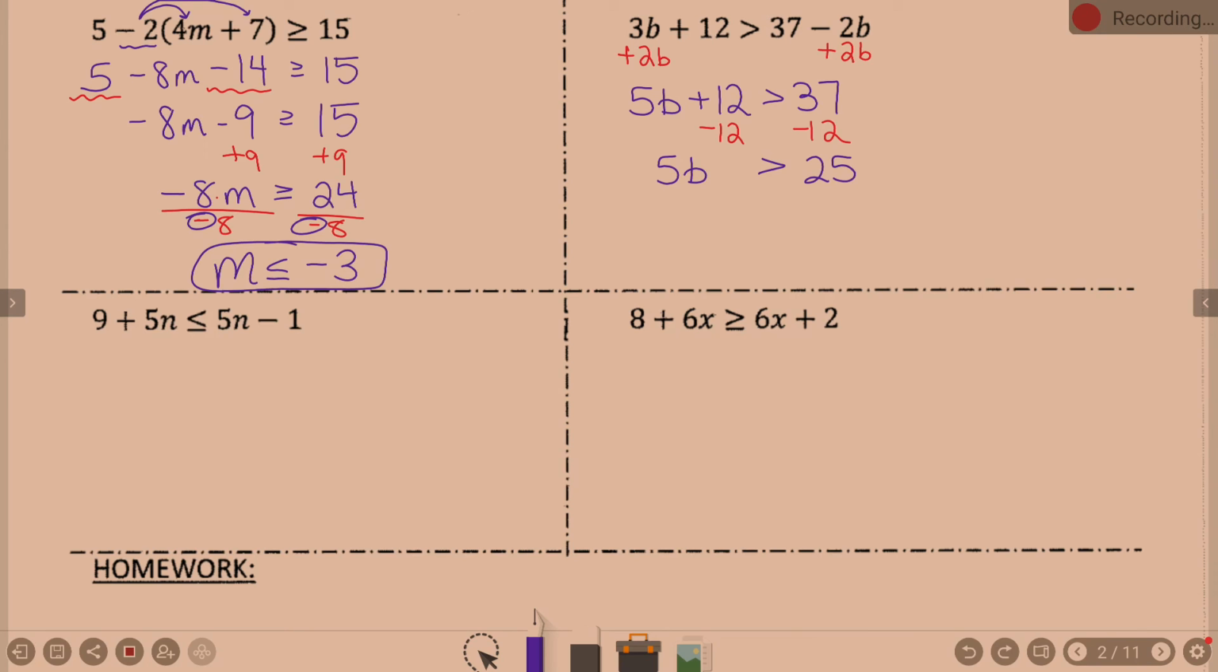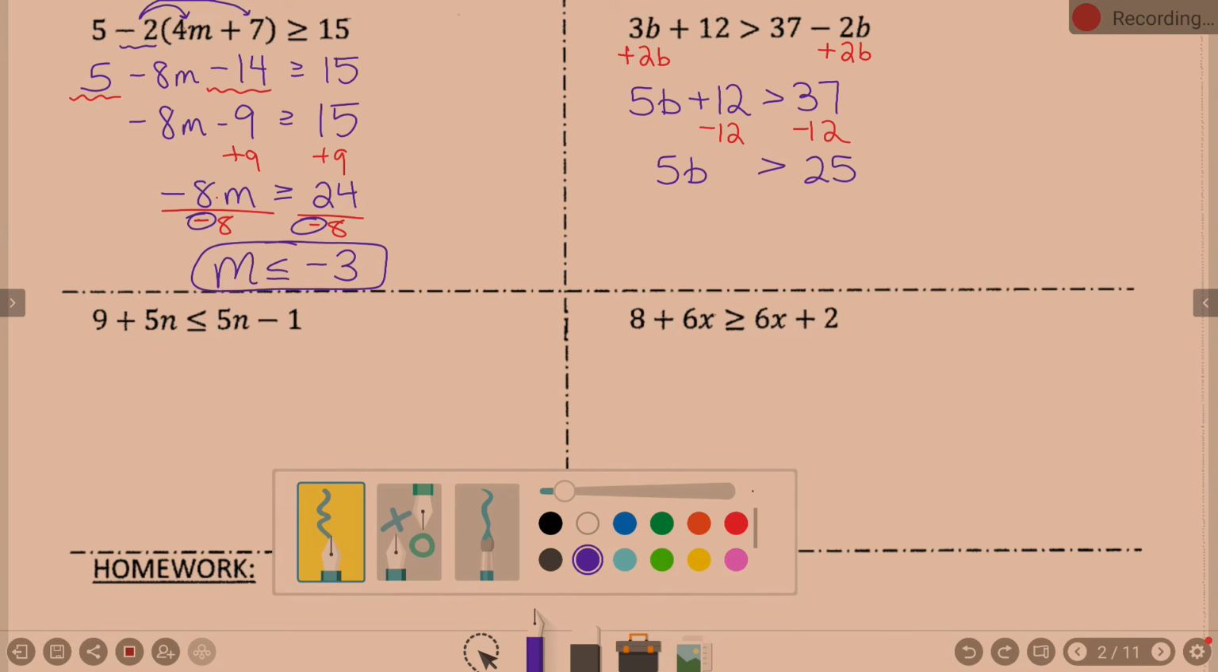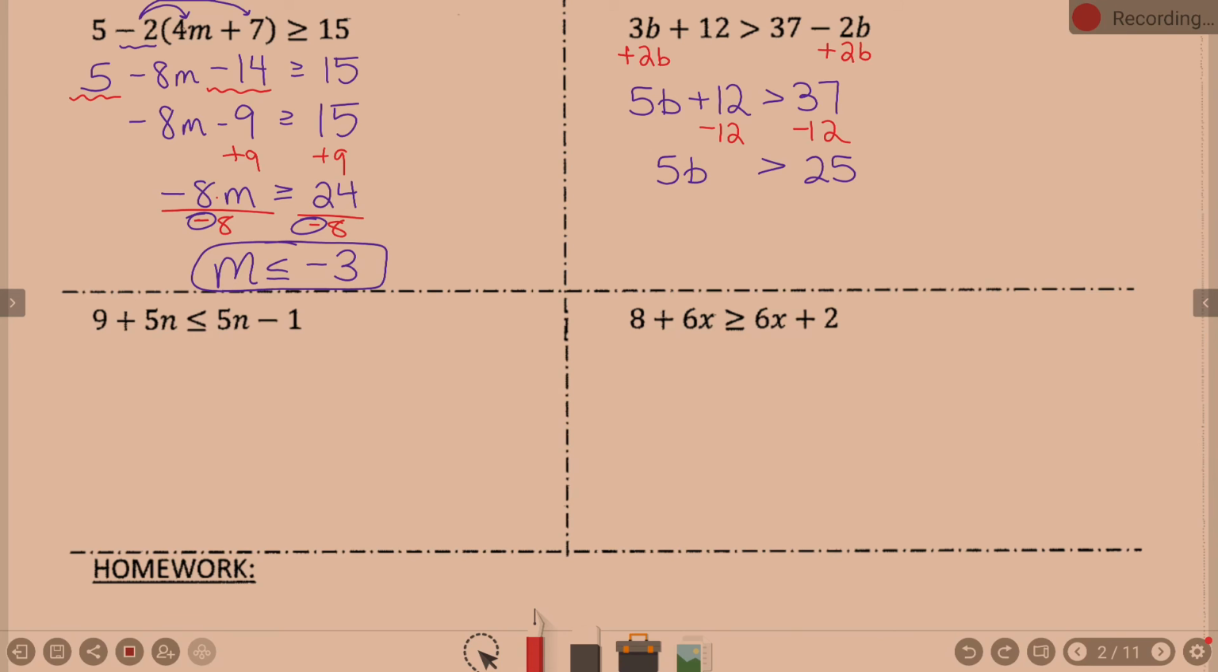Now I'm ready for the last part. If it's 5b, that's going to be b equals 5. Also close. I just don't like one word you said in there. Negative b, no. B. 5b divided by 5 is not 0. It's 1b, or just b. 25 divided by 5, that's 5.